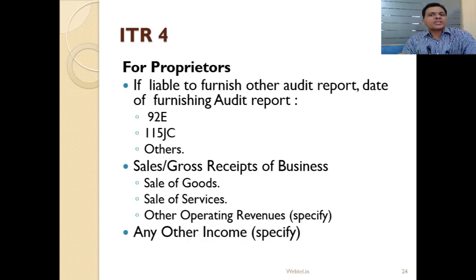If liable to furnish other audit reports, the date of furnishing the audit report under section 92E, 115JC or others is there. Similarly, in the case of sales or gross receipts of business, the breakup is to be given, or bifurcation is to be there in the sale of goods, sale of services, other operating revenue, and if there is any other income, the nature and extent or the amount has to be specified here.